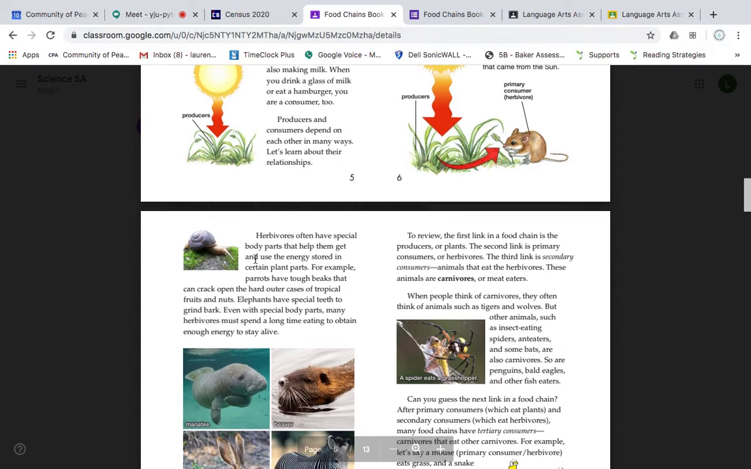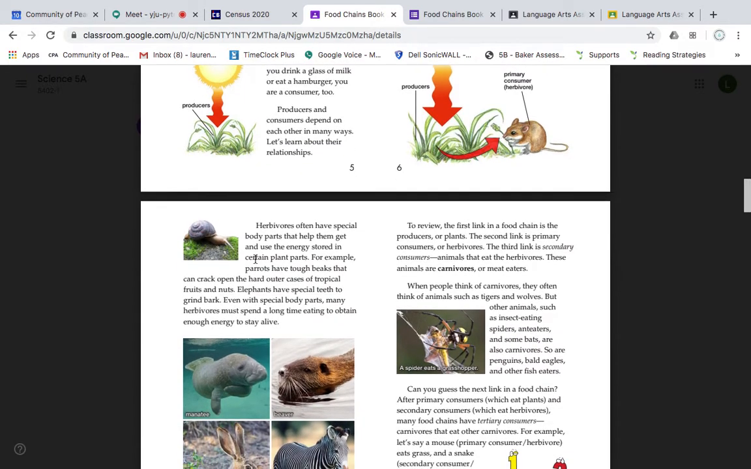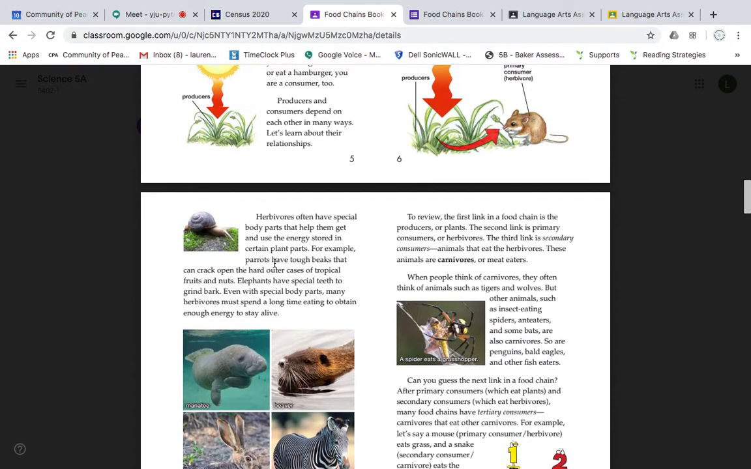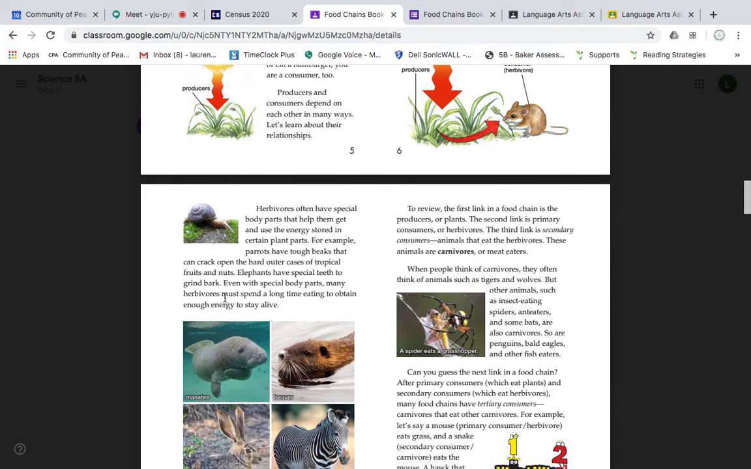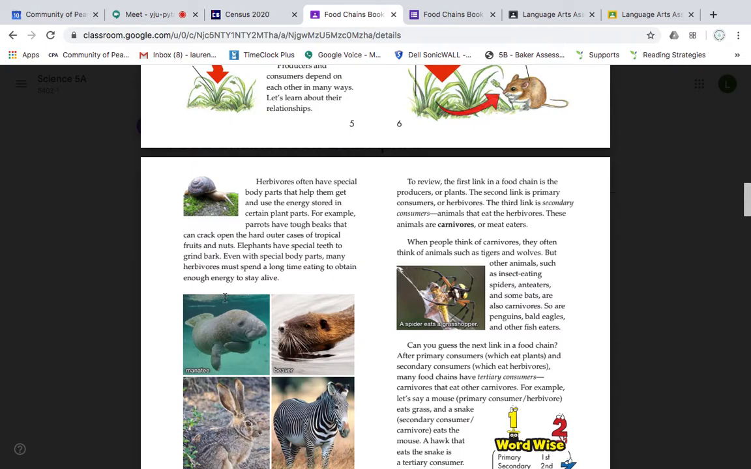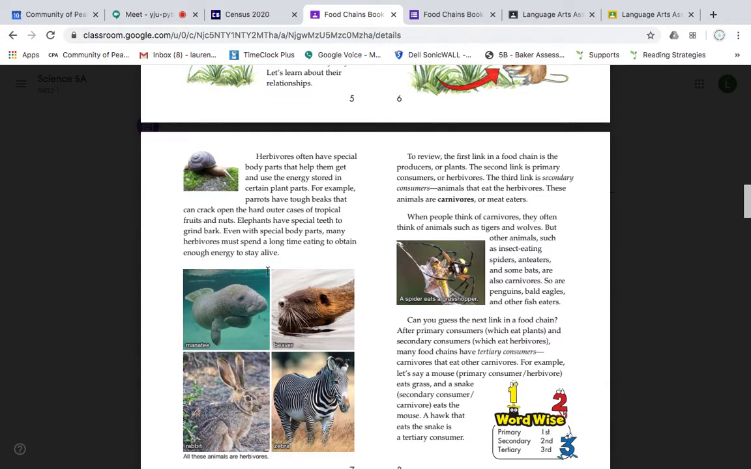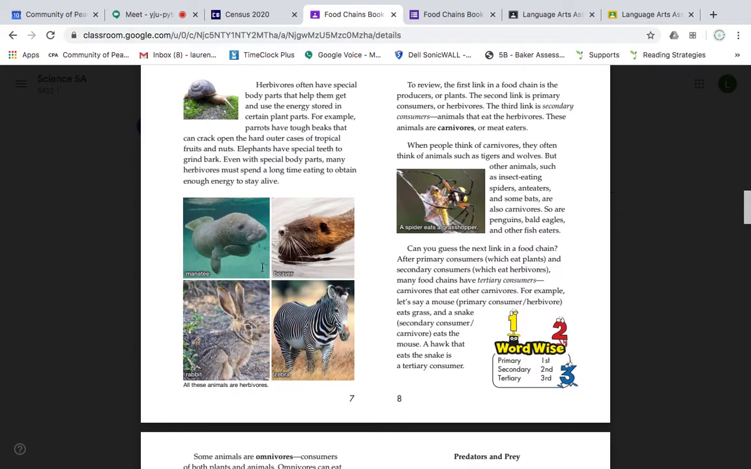Herbivores often have special body parts that help them get and use the energy stored in certain plant parts. For example, parrots have tough beaks that can crack open the hard outer cases of tropical fruits and nuts. Elephants have special teeth to grind bark. Even with special body parts, many herbivores must spend a long time eating to obtain enough energy to stay alive. And then down here we have some of our consumers and herbivores that only eat producers like grass.